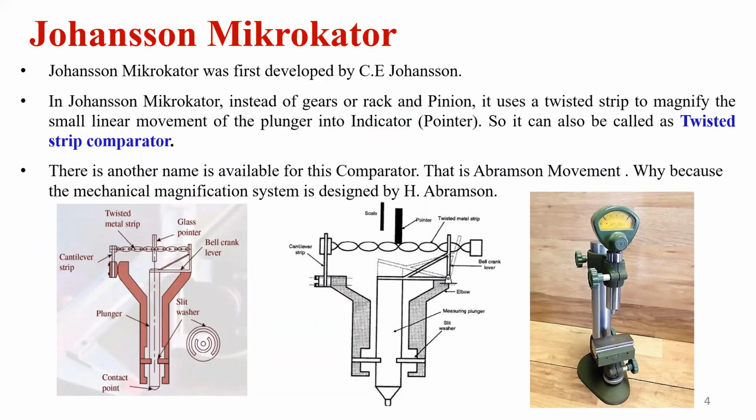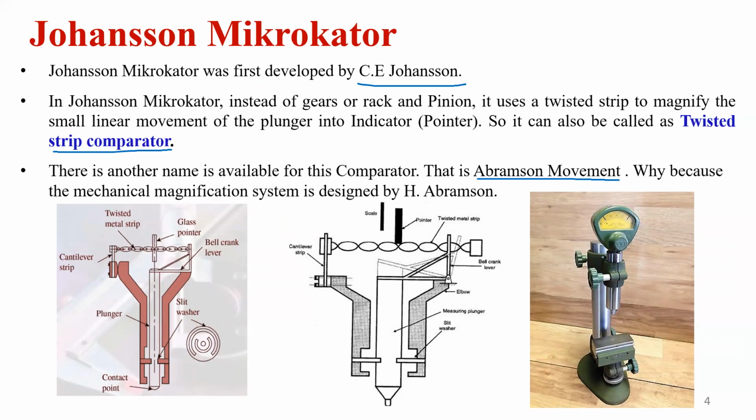In this, we discuss the Johansson microcator. This photograph shows the Johansson microcator, which was developed by C.E. Johansson. It uses a twisted strip to magnify the small movement of the plunger into a pointer scale, so it is also called a twisted strip comparator. There is another name for this comparator because the mechanical magnification system was designed by Abrahamson, so it is also called the Abrahamson movement.